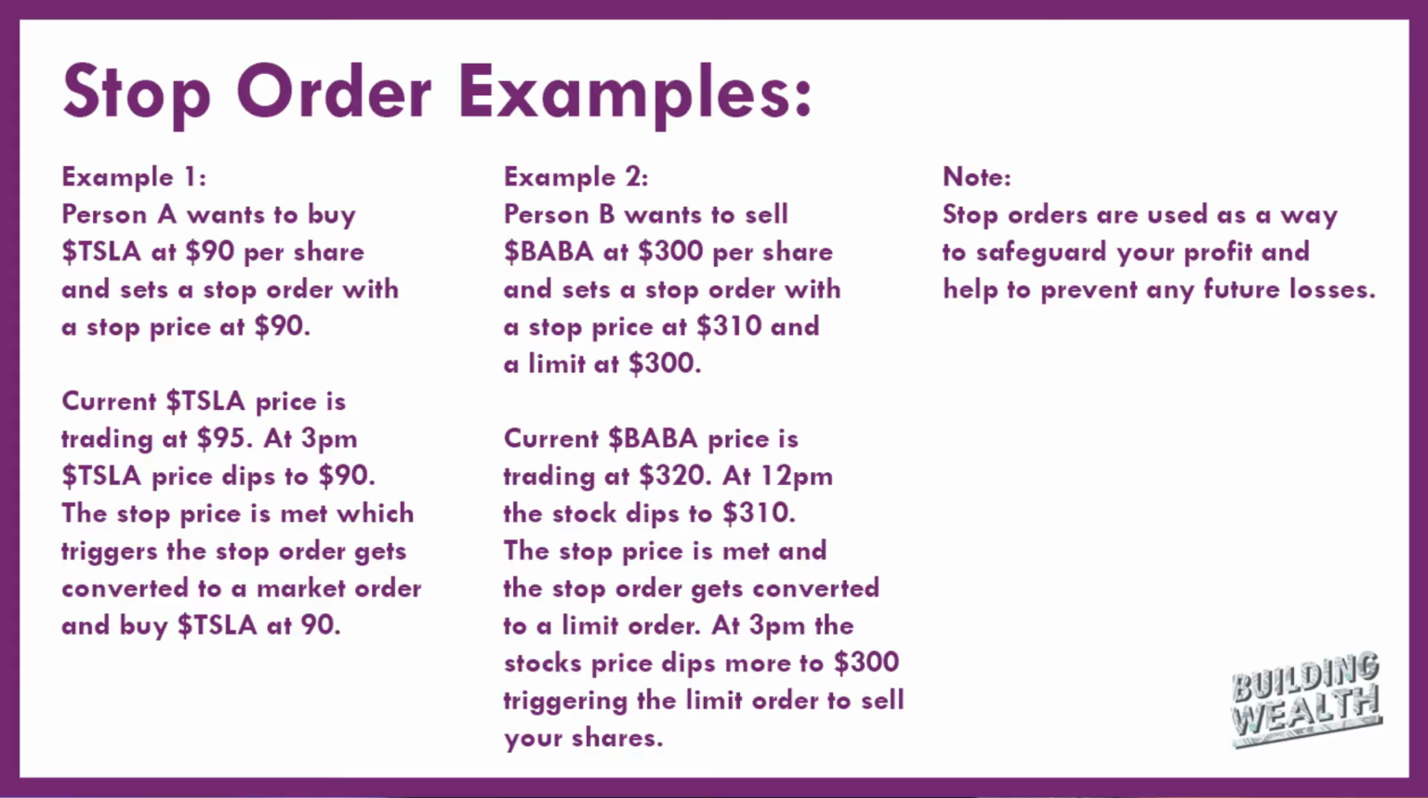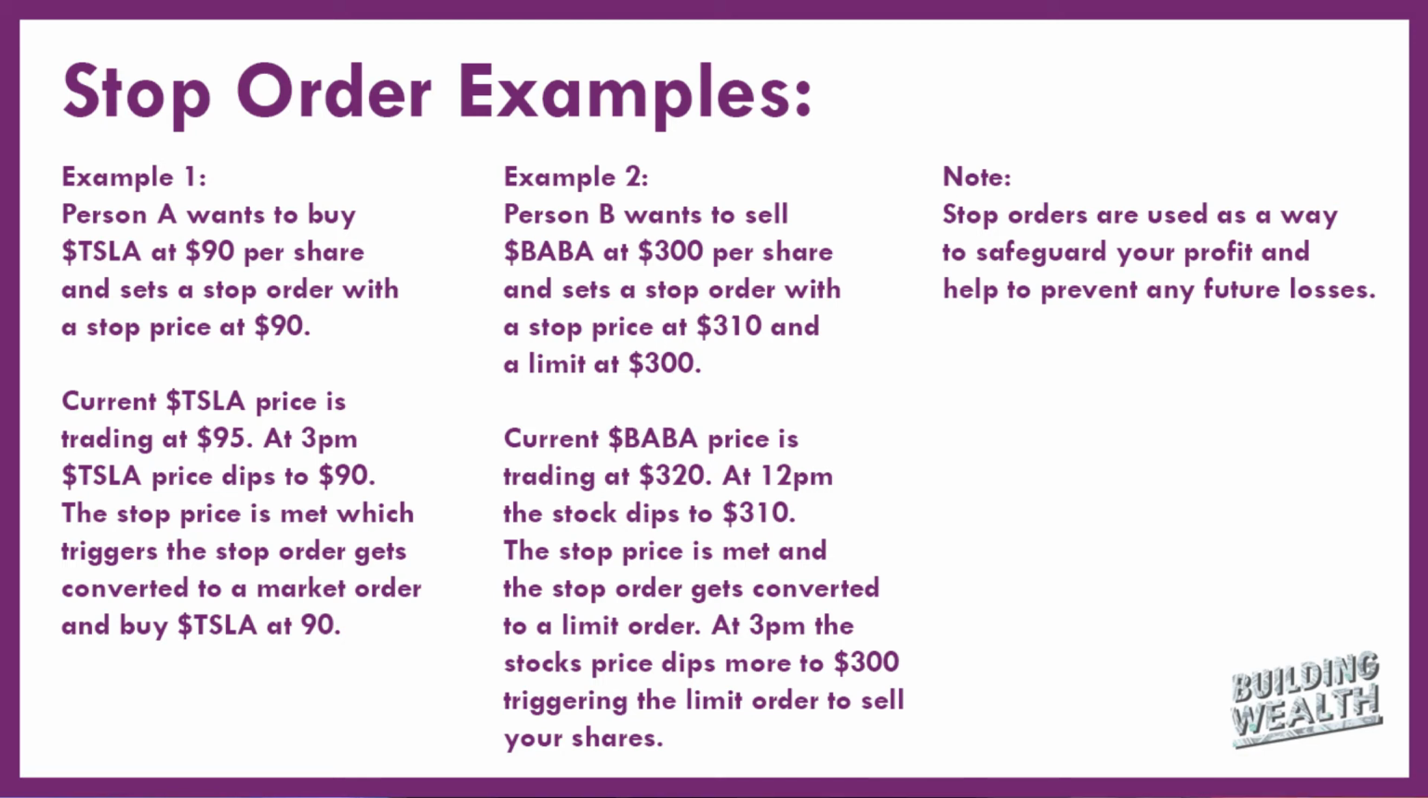Alright, the stop order is one of the more complicated order types that we'll be discussing. Obviously, other than these 3 types, there are some more advanced order techniques, but for the purposes of this video, these are 3 of the most common ones you'll see. Example 1. Person A wants to buy Tesla at $90 per share and sets a stop order with a stop price at $90. Current Tesla price is trading at $95. At 3 p.m., Tesla price drops to $90. The stop price is met, which triggers the stop order and gets converted to a market order and buys Tesla at $90.